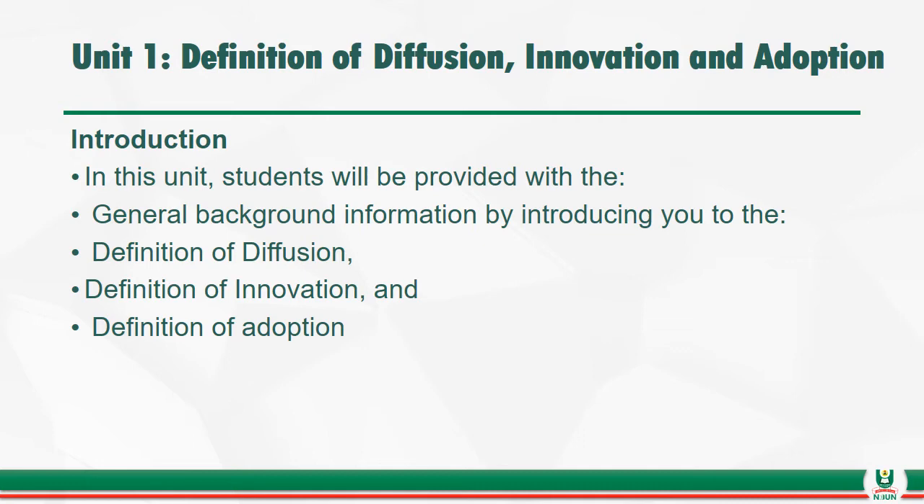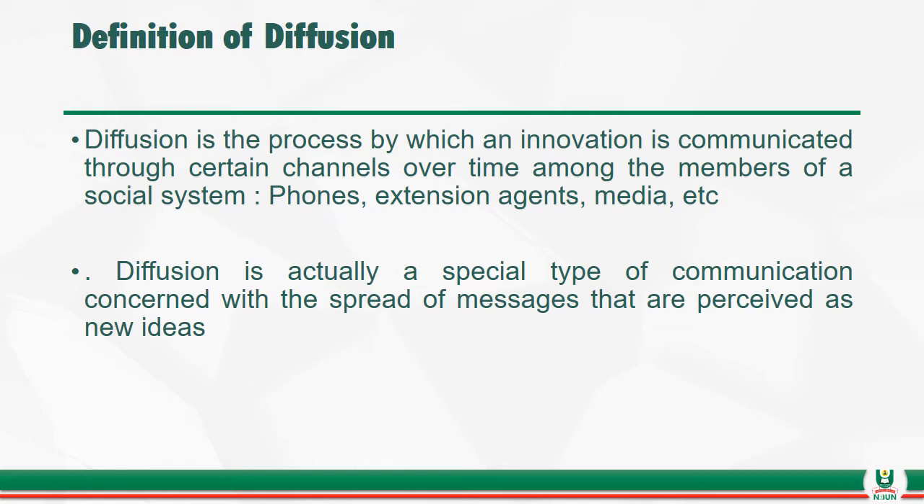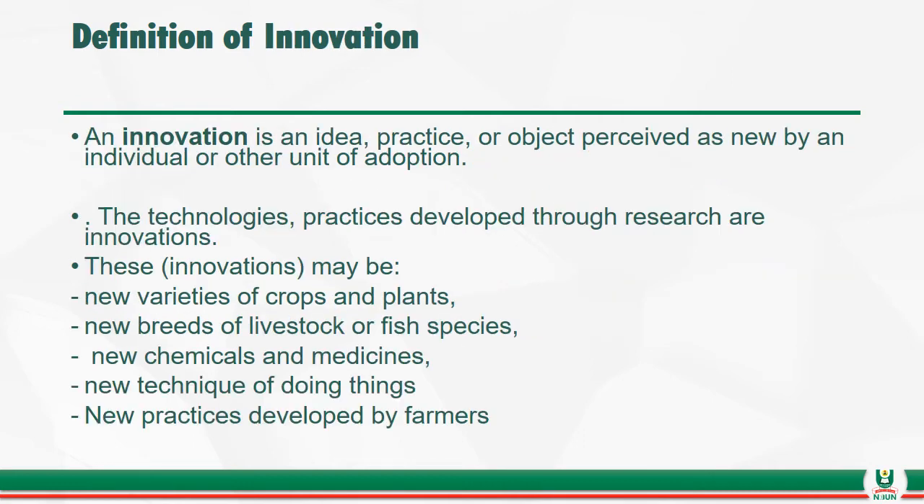First, introduction. In this unit, students will be provided with the general background information by introducing them to the definition of diffusion, definition of innovation, and definition of adoption. Definition of diffusion. Diffusion is defined as a process by which innovation is communicated through certain channels over time among the members of a social system. And this could be done through phones, extension agents, or media.